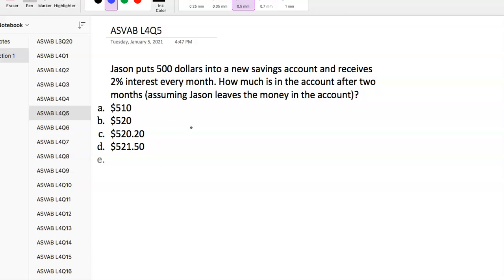Okay, Jason puts $500 in a new savings account and receives 2% interest every month. How much is in the account after 2 months? Okay, so here's the mistake people make. They start doing it right. They go 500 times 2% interest every month, so 0.02. And 500 times 0.02 is 10. And they think, okay, so it's $10 a month interest, 2 months, so that means $20 of interest, and then they think the answer is 520.